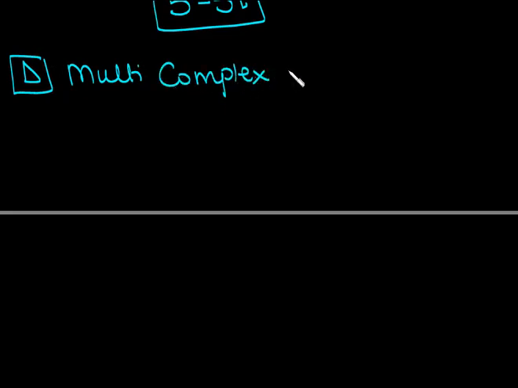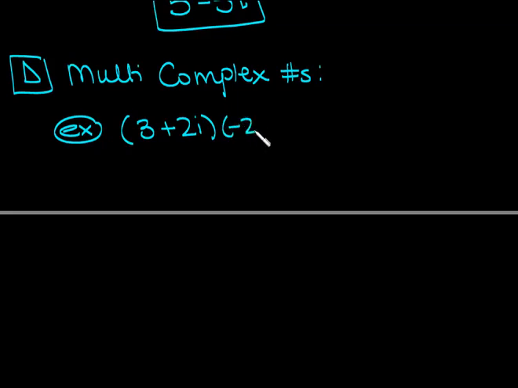Again, it's exactly the same as multiplying polynomials. So let's take a look at one example. So we have 3 plus 2i times 2 plus 3i. So we are multiplying these two complex numbers. If this was a polynomial, what do we do? We take each term of the first polynomial and multiply it by the second polynomial and do the same thing.